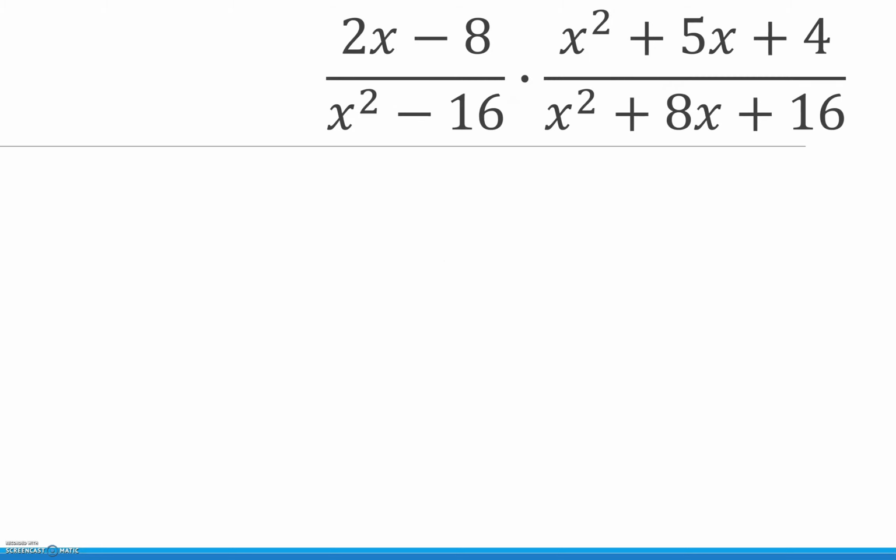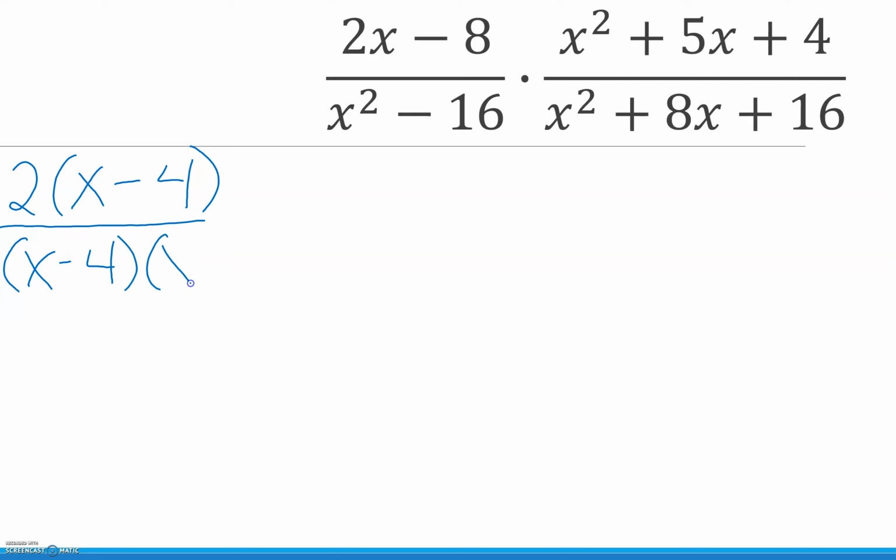So if we look at this one, it honestly just looks like we have four different things we have to factor. So it's increasing our workload. It's kind of the bad thing about multiplying, and there's even more work with dividing. Now our first numerator is 2x minus 8. Factor 2 out of that. So I have 2 times the quantity x minus 4. My denominator, x squared minus 16, will become x minus 4 times the quantity x plus 4.